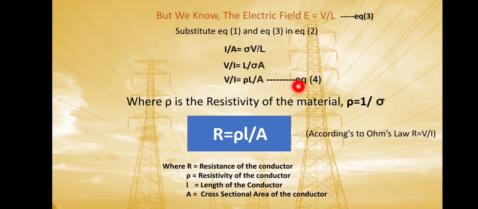From this equation number 4, we can write R is equal to rho L by A. According to Ohm's law, R is equal to V by I, which we have studied in the previous class. R is equal to rho L by A. This is the physical dimension formula. Here R is the resistance of the conductor, rho is the resistivity of the conductor, L is the length of the conductor, A is the cross sectional area of the conductor. This is Ohm's law in field theory.